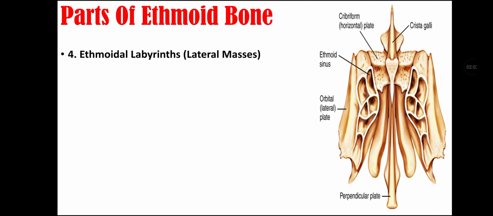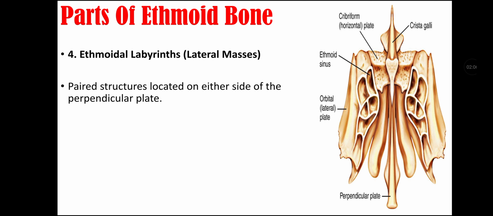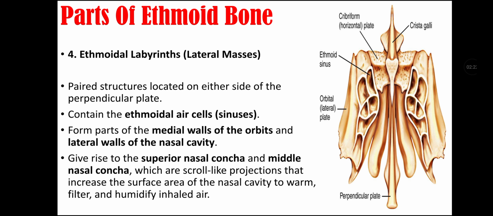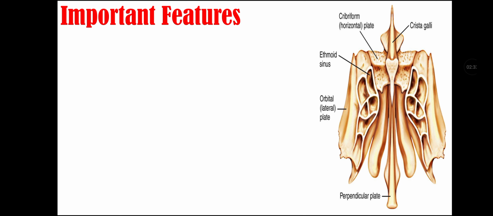Next part of ethmoid bone is ethmoidal labyrinth, that are lateral masses. They are paired structures located on either side of perpendicular plate. They contain the ethmoidal air cells or ethmoidal air sinuses as you can see in the diagram. They form part of medial walls of orbit and lateral walls of nasal cavity. They give rise to superior nasal conchae and middle nasal conchae, which are scroll-like projections that increase surface area of nasal cavity to warm, filter and humidify inhaled air.